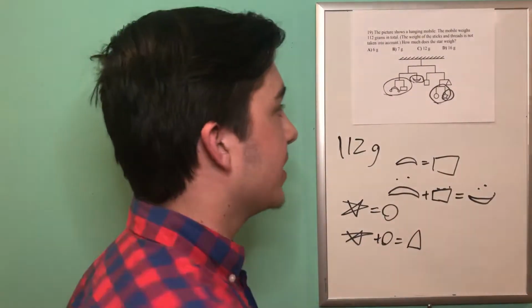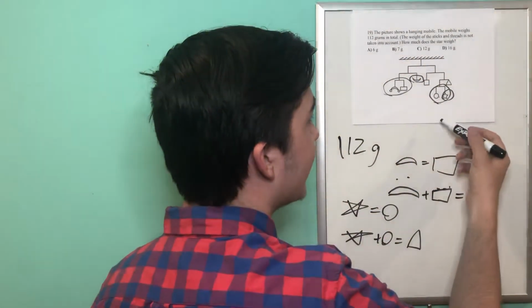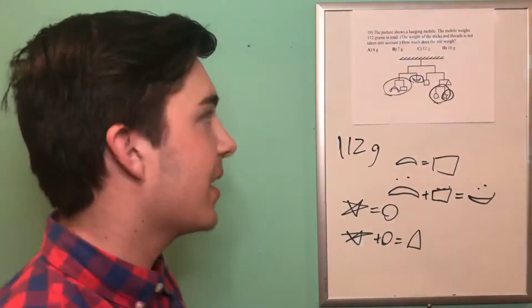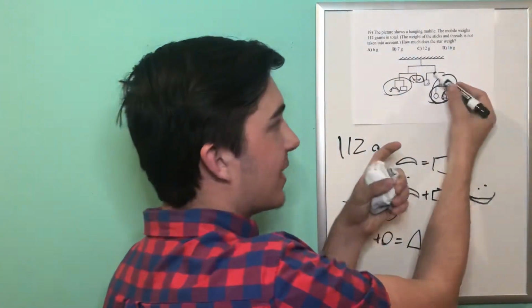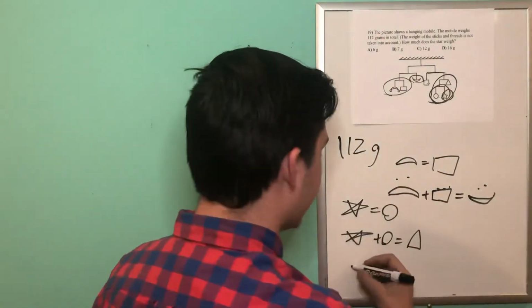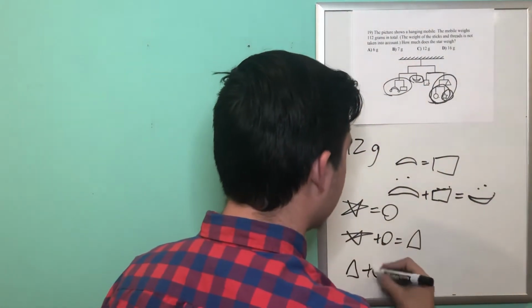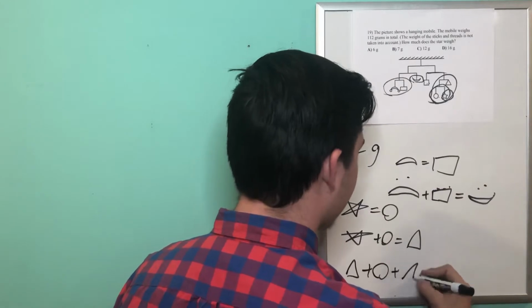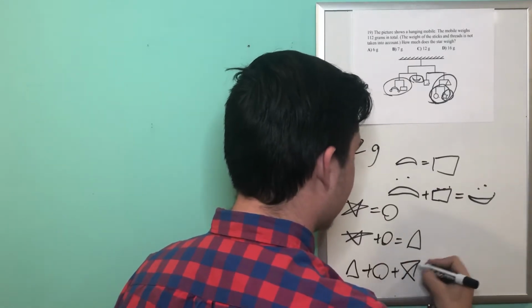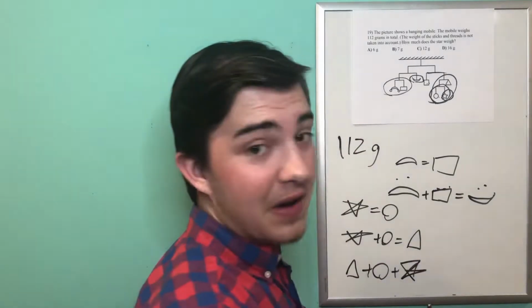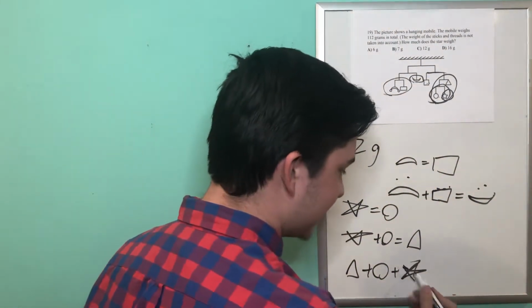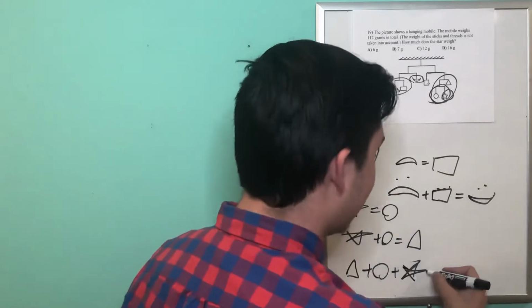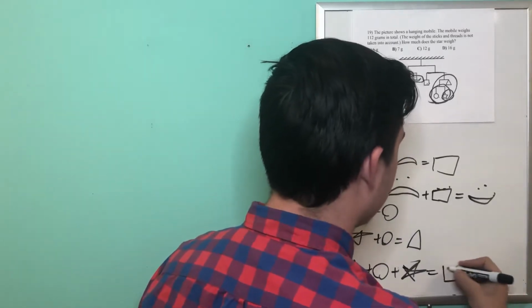And then we know that all three of these together are equal to square, right? Because we can make these one system. Put these all together and that's equal to square since they're balanced. So now we have triangle plus circle plus star. That's a very bad star. Sorry about that, guys. I'm not the best artist. That's better. And that's equal to square.